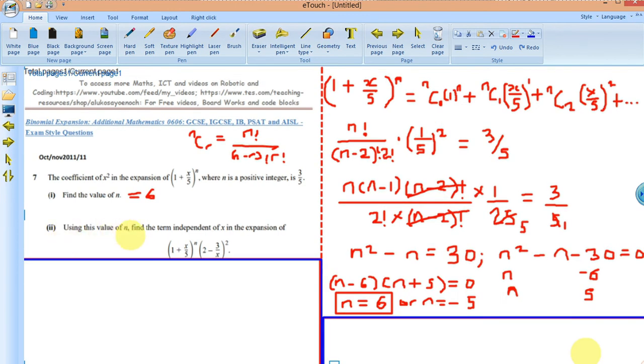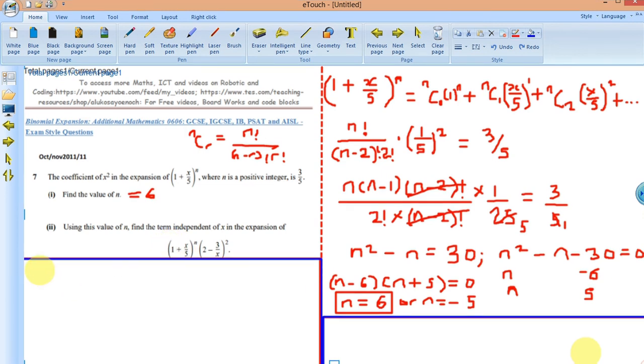Next question. Using this value of n, find the term independent of x in the expansion of (1 plus x over 5) all raised to the power of n, into (2 minus 3 over x) all raised to the power of 2. So guys, don't forget that we have the value of n here. So let's work on this left hand side first. So let me go ahead and expand this. So I have 1 plus x over 5 all raised to the power of 6, because n is 6, guys.